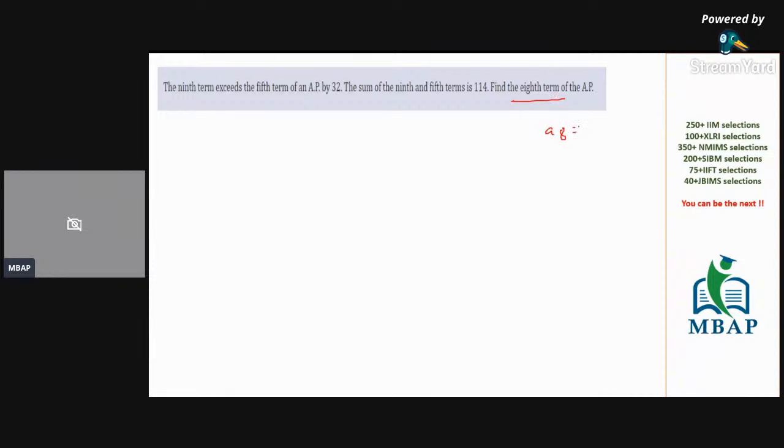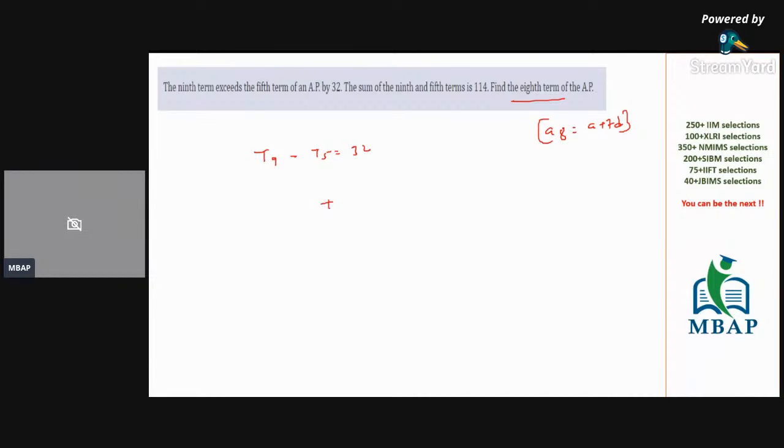Finding the 8th term is nothing but A plus 7D is what you need. So I would need the value of A and I would need the value of D. Only then you will be able to solve the question. Now we know T9 minus T5 is 32.